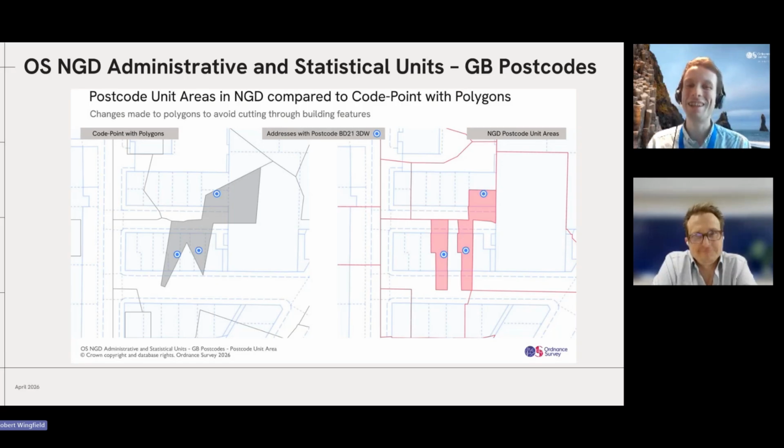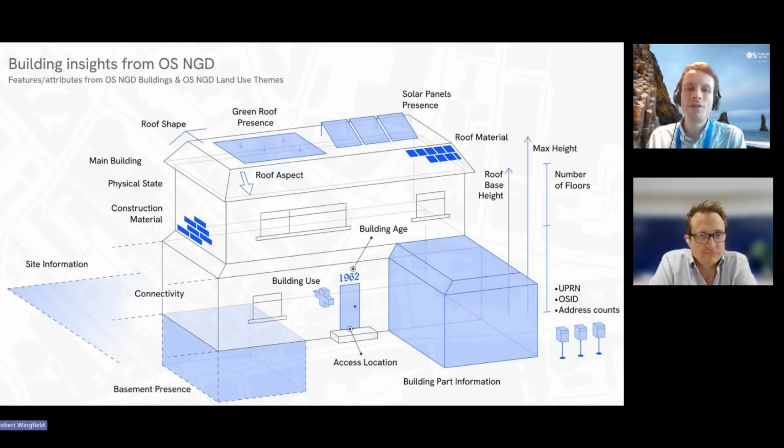Postcodes are very much around delivering post. They're not really designed for other administrative uses, but I appreciate that many people do use postcodes for those use cases. So that's why I stress that. But postcodes and statistical units are really important. And then also similarly from a buildings insight, I mentioned that cross-reference from an address to a building.